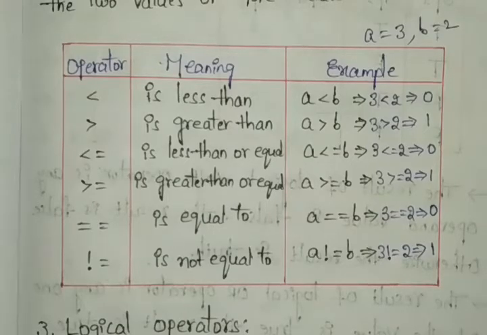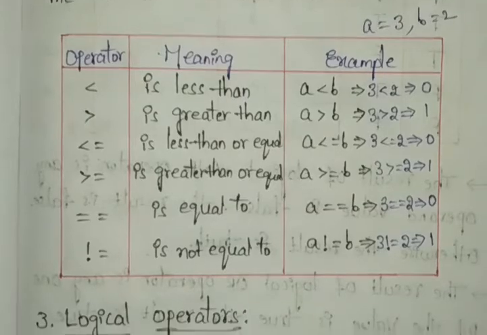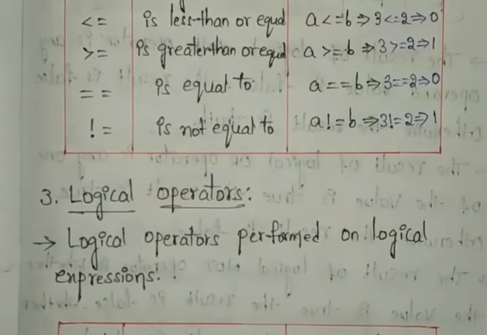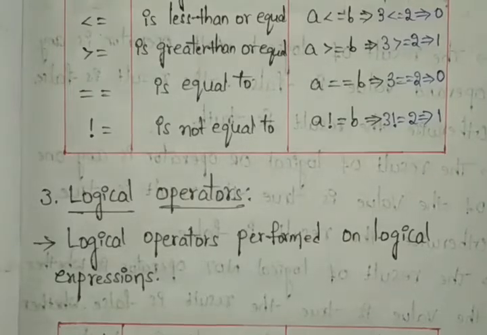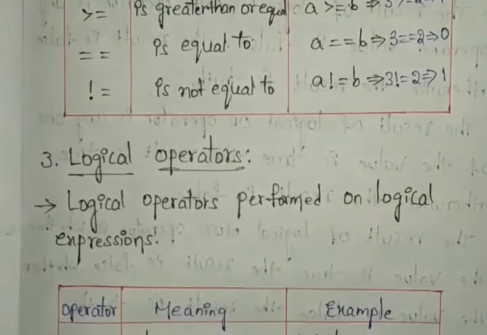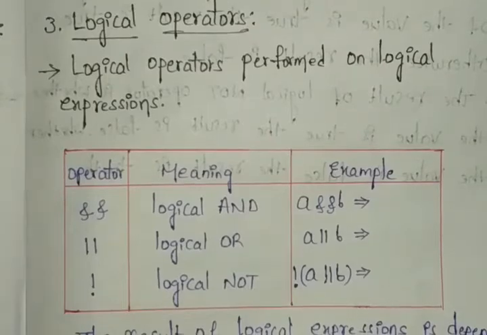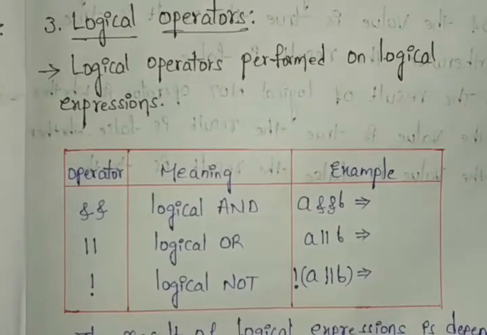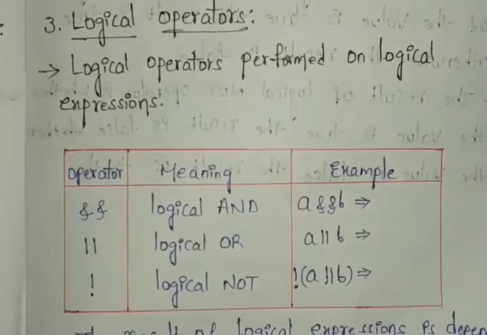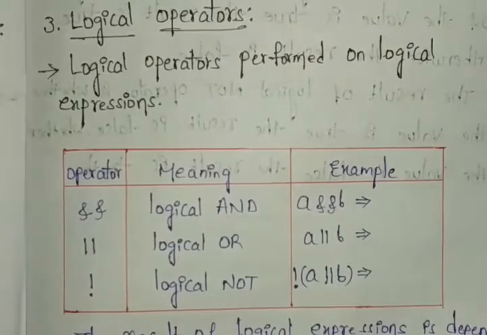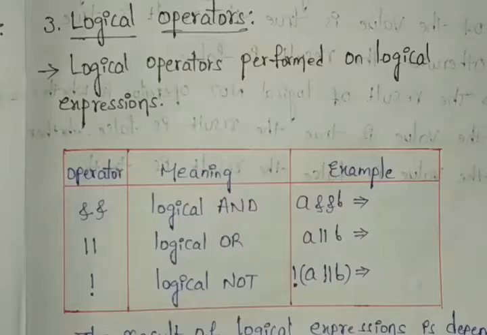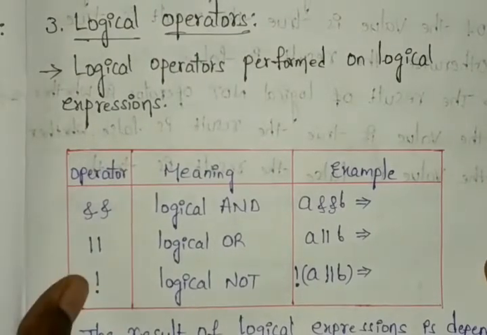And next here we have the third one, that is the logical operators. Here logical operators perform the logical expressions. Here we have three types: the logical AND operator, the logical OR operator, and the logical NOT operator. Suppose you are giving two values or anything, so these all depend on our truth table.